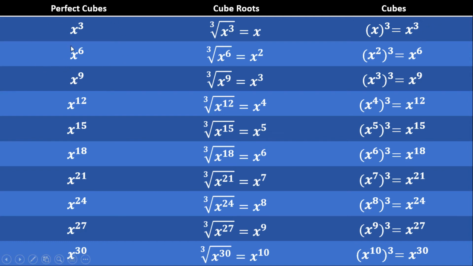X to the sixth power is also considered as perfect cube kasi when we get the cube root of x to the sixth power, we will have x squared. Kasi x squared raised to the third power is the same as x squared times x squared times x squared, which will give us x to the sixth power. So, kung mapapansin natin, lahat ng nakalista rito as perfect cubes, and marami pa yan, yung exponents are all multiples of 3. Kaya siya naging perfect cube.